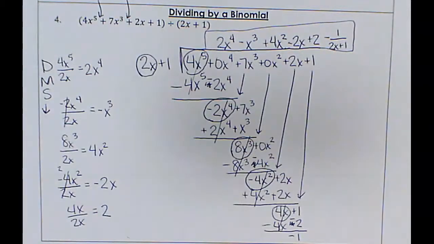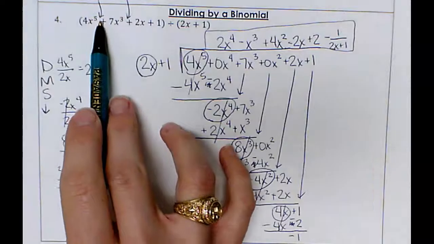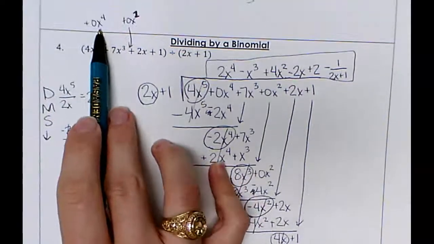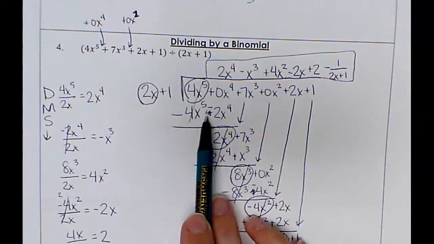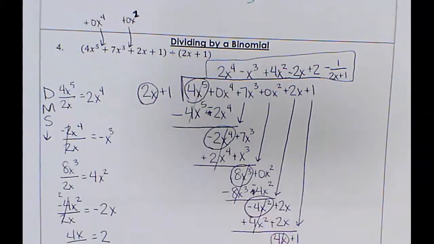So that's how you divide binomials with long division. We follow the same pattern every time. It's a cycle, just like regular long division. You divide, multiply, subtract, bring down until you can't do it anymore. The only trick is you have to make sure that wherever you have a missing exponent, you put in a 0 term. And then whenever you subtract, make sure you subtract both signs. So change the sign on each term.